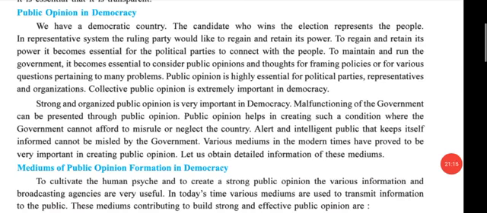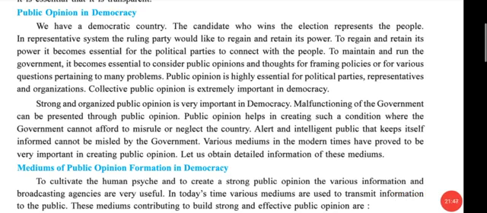Public opinion in democracy. We have a democratic country. The candidate who wins the election represents the people. In a representative system, the ruling party would like to regain and retain its power. To regain and retain its power, it becomes of essential importance for the political parties to connect with the public.